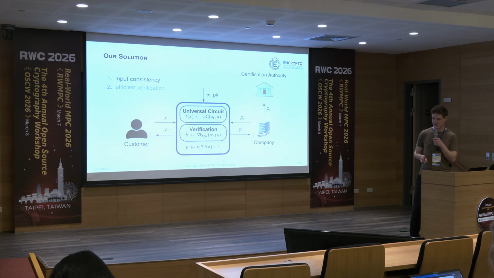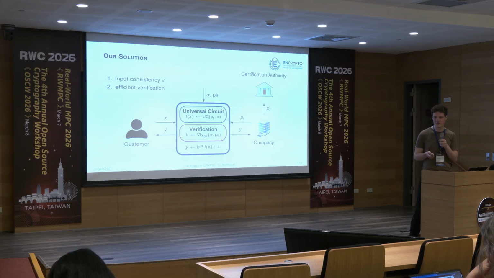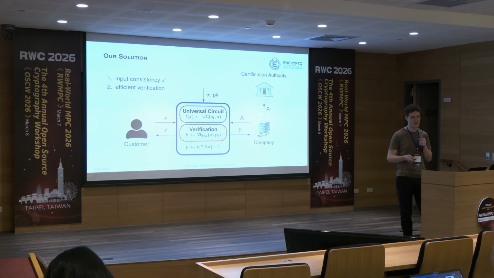In the end, we still need some check if the verification is correct, and if it is correct, we output the function result, and otherwise an empty string. So in this way, the input, the programming bits, are the same input wires for both the universal circuit and the verification circuit, and therefore input consistency is achieved. However, when looking at efficient verification, as already mentioned before, the signature verification requires public key cryptography, which is expensive to run inside the protocol, so we need to come up with some other idea.